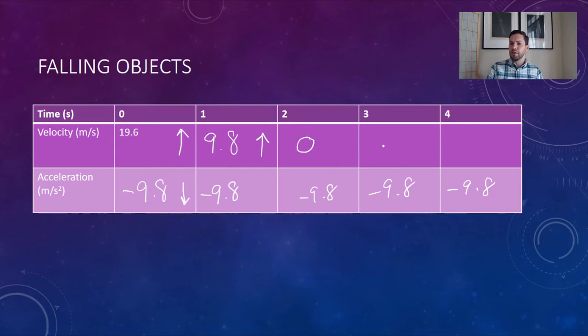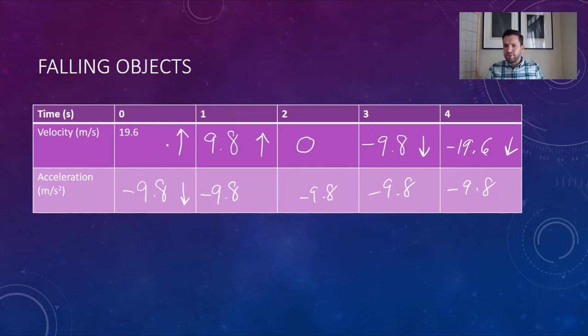Okay, weird. Let's keep going. After 3 seconds, 0 minus 9.8, now it's negative 9.8. That negative tells us now that the ball is moving downwards. It's starting to now fall back towards the ground. And then its final velocity, negative 9.8 minus 9.8, is negative 19.6, traveling downwards. Okay, let's pick this apart for a second.